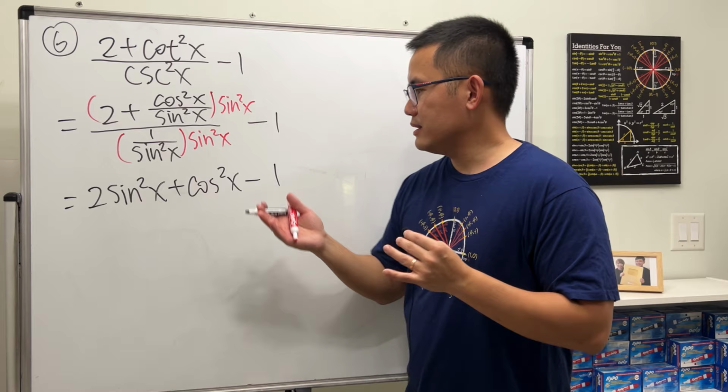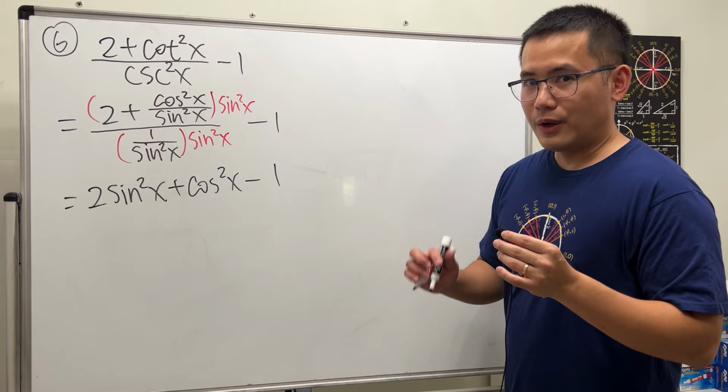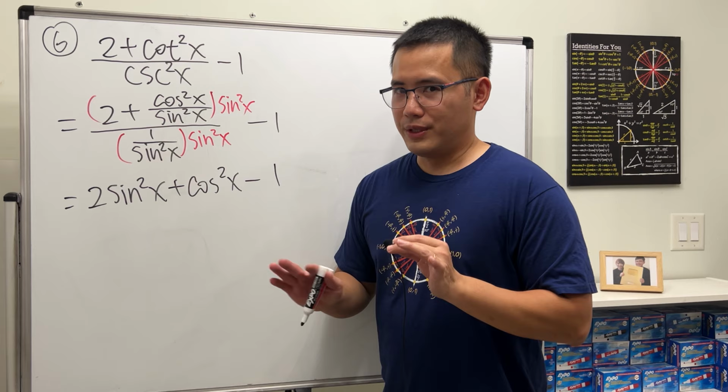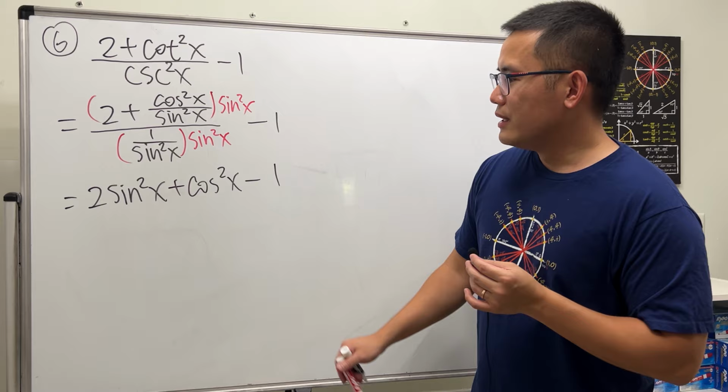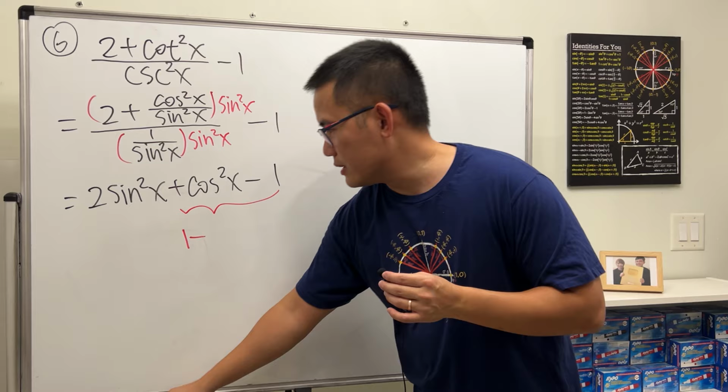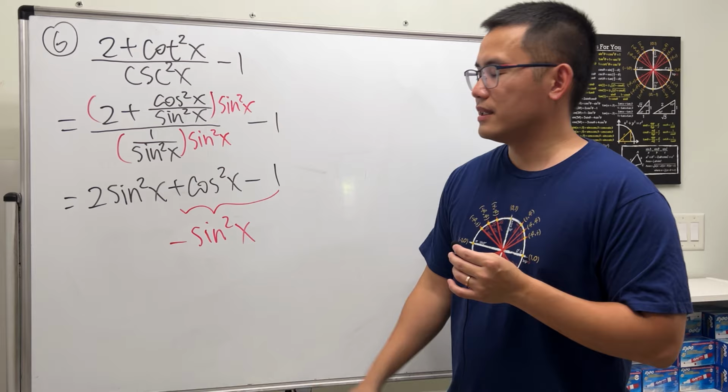And now what? Now it may be a good idea to look at answer choices. And in fact, to get the answer choice, if you look at cosine squared x minus 1, this right here is just the opposite of 1 minus cosine squared, right? So in fact, this turns out to be just negative sine squared x. Because if you reverse the order of subtraction, you just negate the result, just like that.